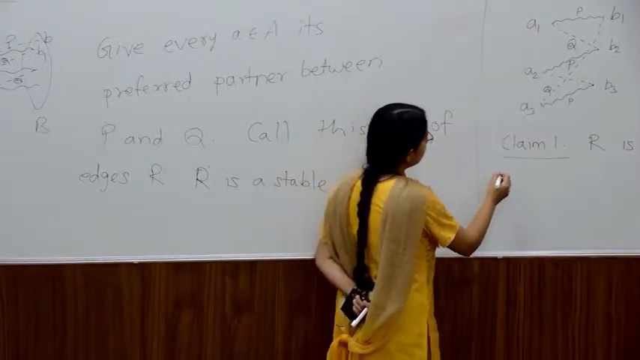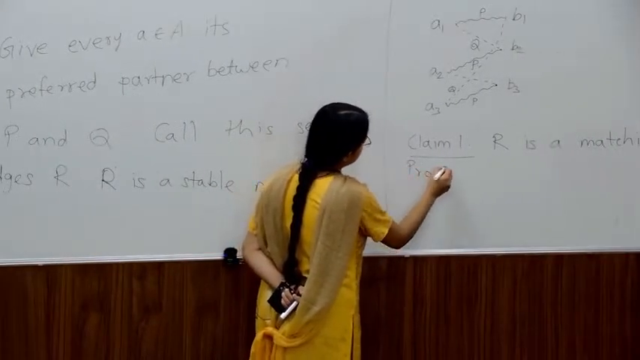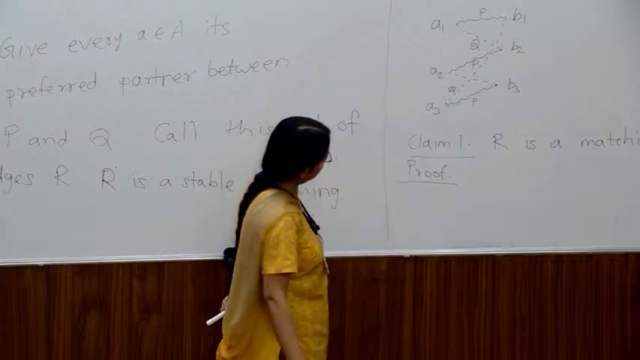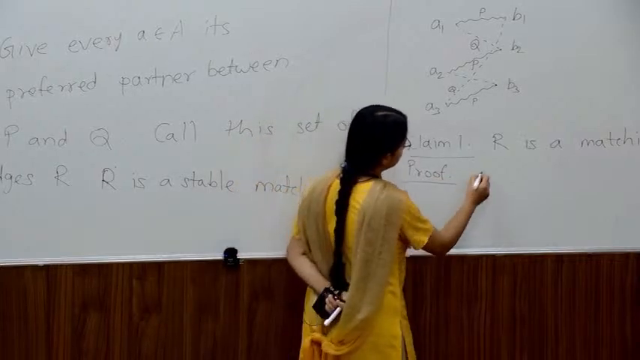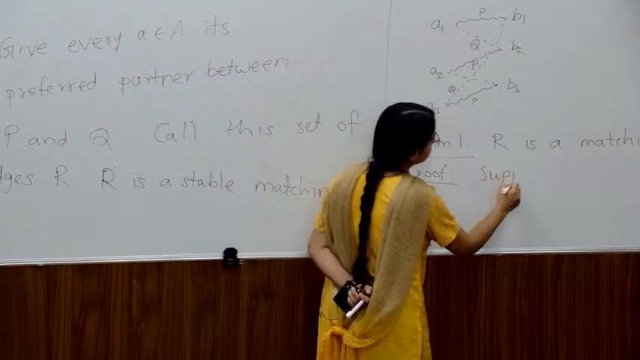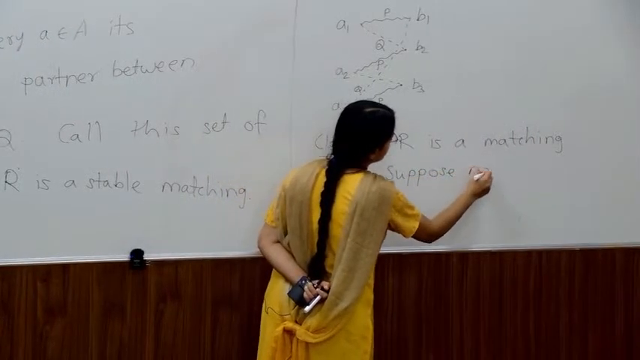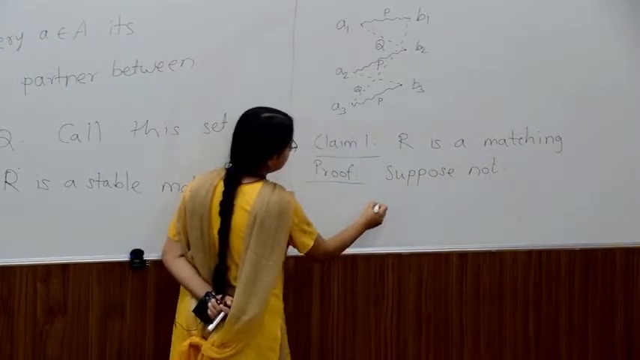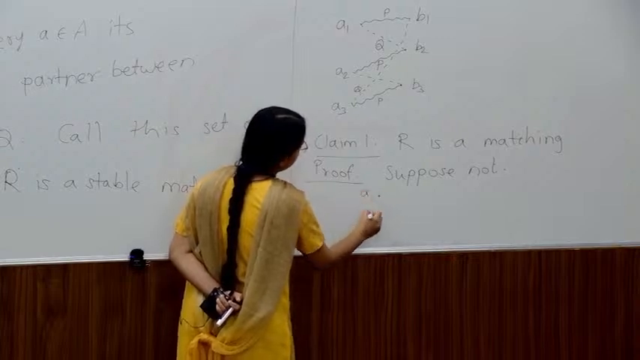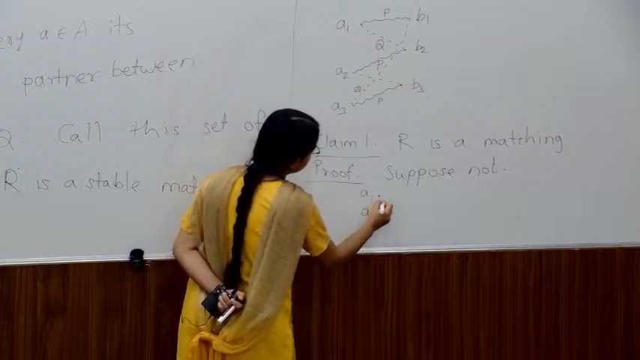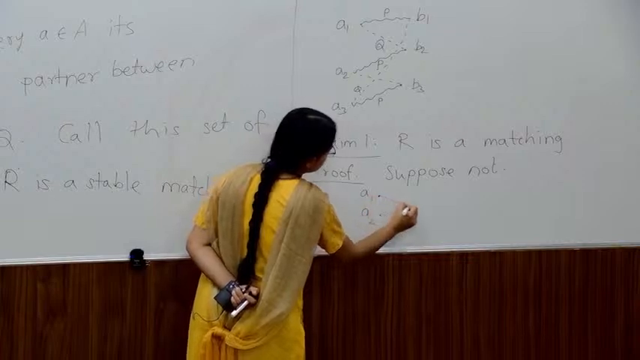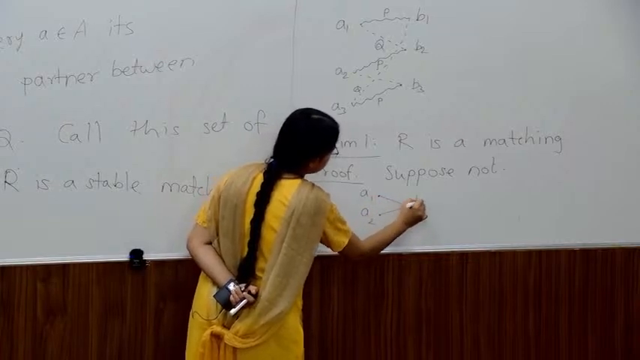So suppose not, then how should it look like? So suppose R is not a matching, then how does the picture look like? Maybe A1 and A2 both get the same partner, say B.